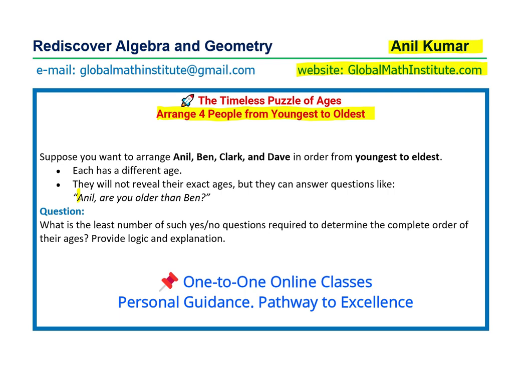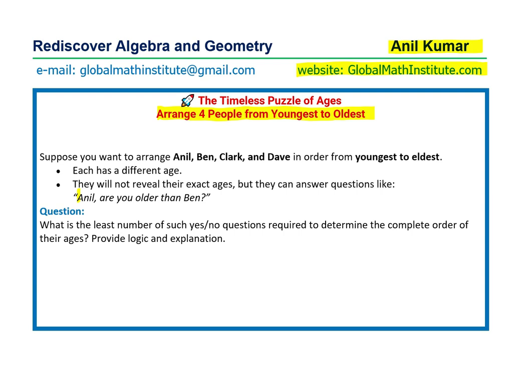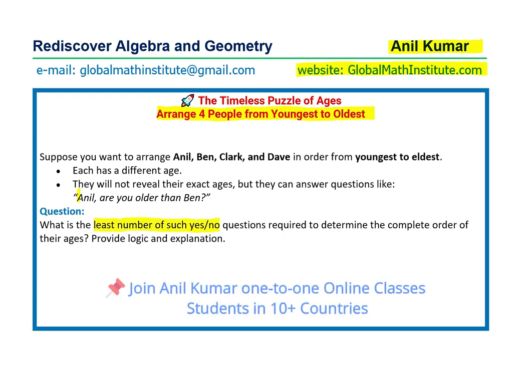So, given this situation, the question for you is, what is the least number of such yes no questions required to determine the complete order of their ages? You also need to provide logic and explanation.